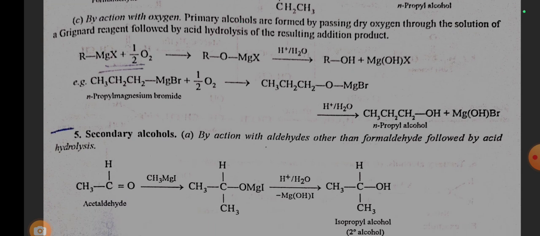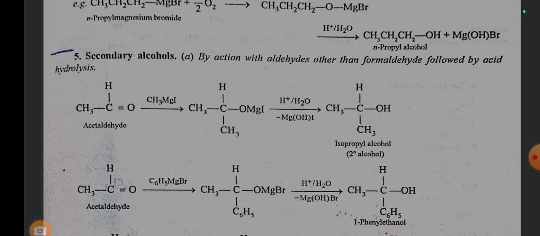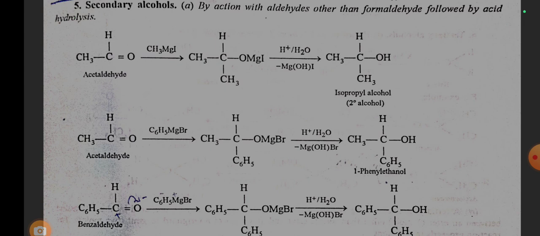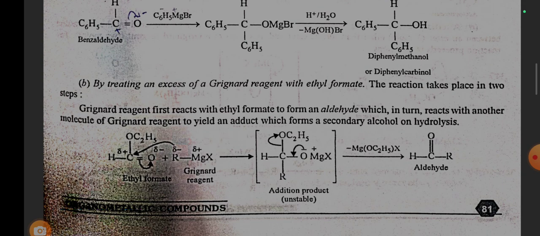Example: n-propyl magnesium bromide on reaction with half oxygen gives CH3CH2CH2OMgBr, which on hydrolysis gives n-propyl alcohol plus Mg(OH)Br. 5. Secondary alcohol. A. By action with aldehydes other than formaldehyde followed by acid hydrolysis. Acetaldehyde on reaction with CH3MgI gives (CH3)2CHOMgI, which on hydrolysis gives isopropyl alcohol.